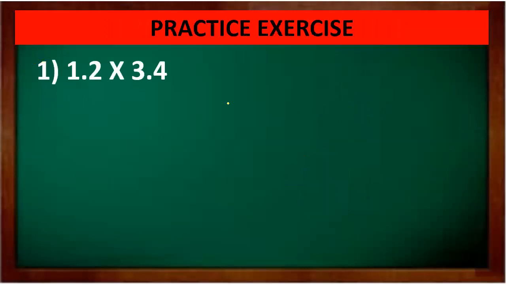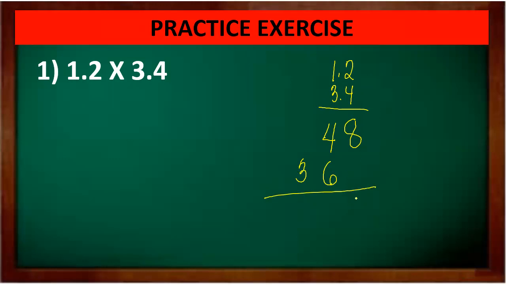Meron tayong practice exercise dito. So, 1.2 times 3.4. Again, let us align the number. 1.2 times 3.4. 2 times 4 is 8. 4 times 1 is 4. 2 times 3 is 6. 3 times 1 is 3. Let's add this. 8 plus 0 is 8. 4 plus 6 is 10. Carry 1. 1 plus 3, that's 4.